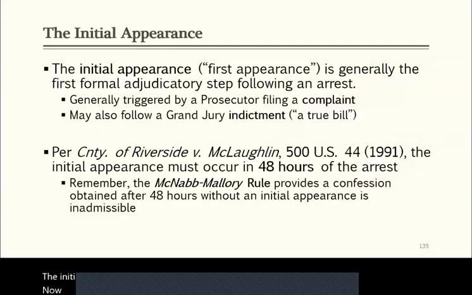Now remember, back to interrogations, the McNabb-Mallory rule provides that a confession obtained after 48 hours without an initial appearance is inadmissible. So basically, McNabb and McLaughlin work together in such a way that police can detain you essentially for 48 hours and just let you go. Now, you can always sue for violation of your constitutional rights. Those suits are very rarely successful. Police know this. So that being said, 48 hours is our benchmark, but you can always try to make a due process argument that you were being unfairly held or something along those lines.